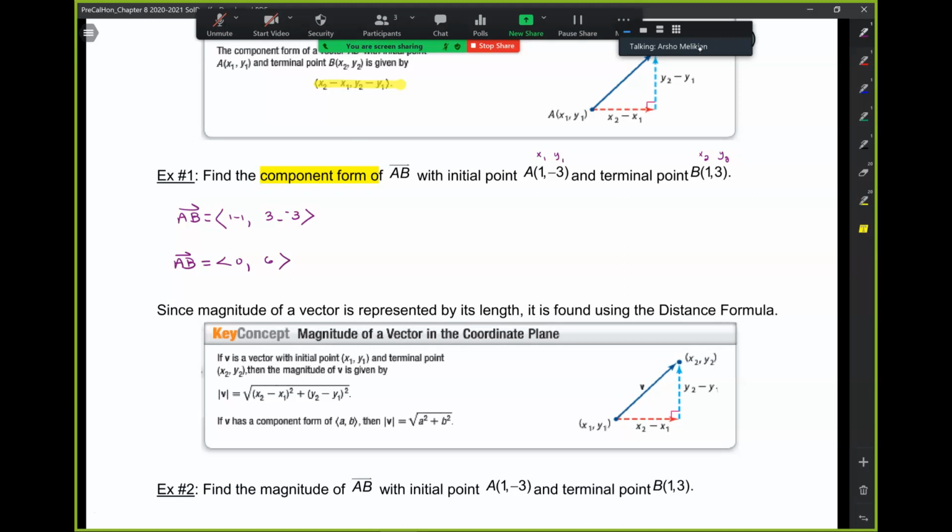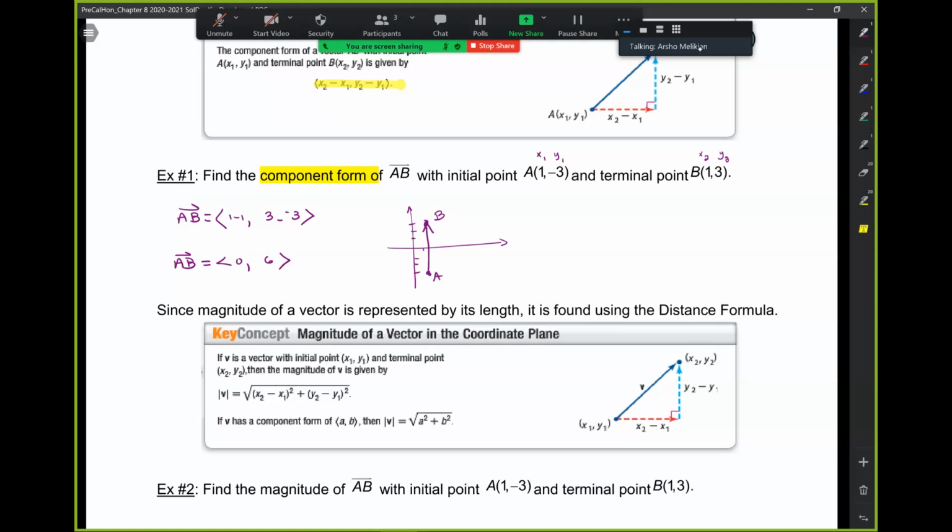Okay, let's just wrap our heads around this. That's just straight up, says Evan. Well, let's see. What were the initial and terminal points here? A is (1, -3). B is (1, 3). So that is vector AB. And is that consistent with the component form? The component form says start at A, go 0 units horizontally, go 6 units vertically, and oh my God, yes. Aren't mathematicians just so clever?